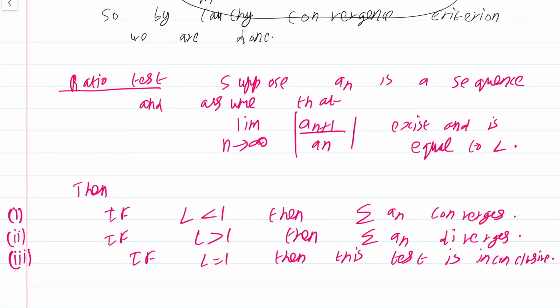Suppose you take the limit of the successive ratio of absolute values of the sequence. In particular, the denominator should be non-zero, otherwise it doesn't make sense. I'll make some remarks regarding this after we conclude the proof. Suppose the limit exists and is equal to L. If L is strictly less than 1, then summation an converges. If L is greater than 1, then summation an diverges. If L is equal to 1, then this test is inconclusive. It doesn't give you any data.